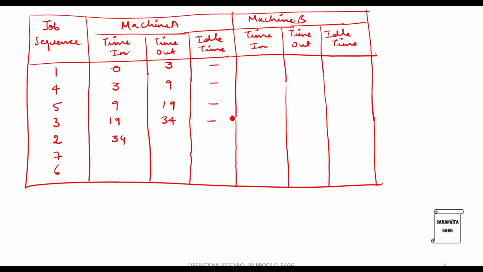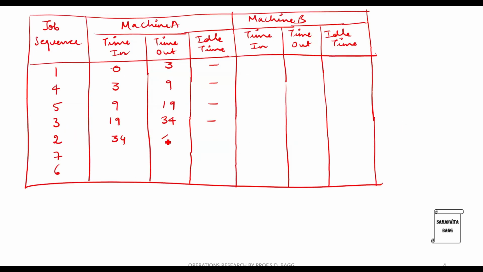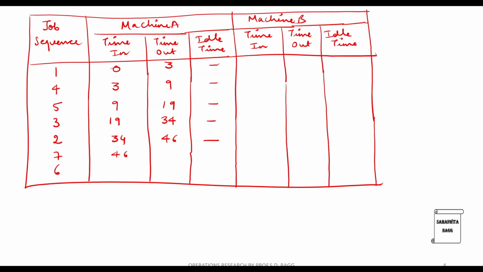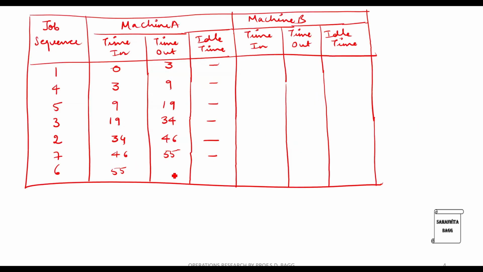Again 34 is the starting time. Second takes 12. So this will be 46. Again this starts at 46. 7th job on A is taking 9 hours. So this will be 55. This will start at 55. 6th job on machine A is taking 11 hours. So this becomes 66. That's how we add.